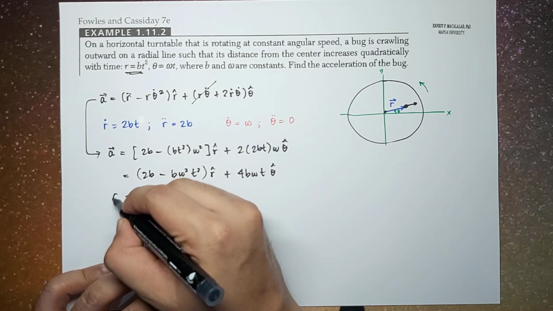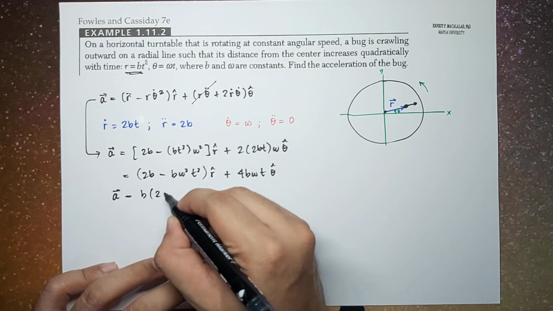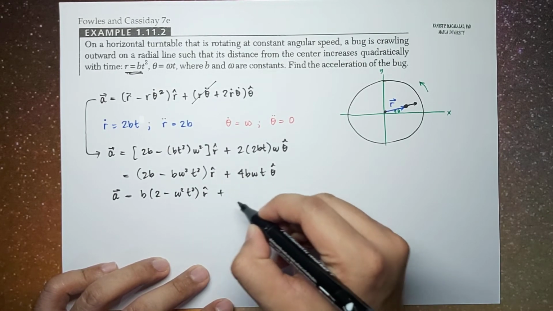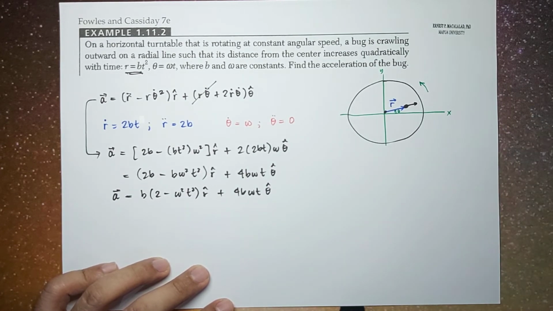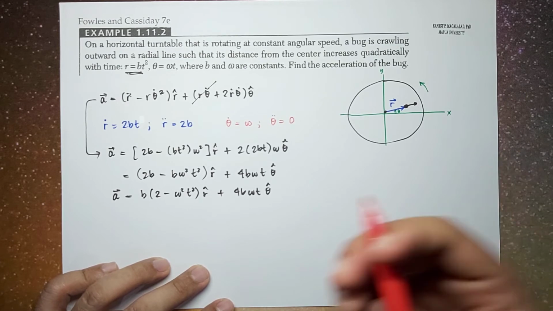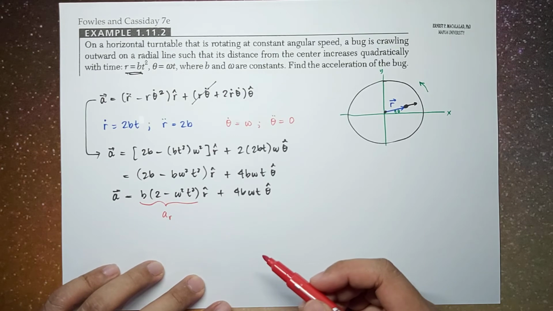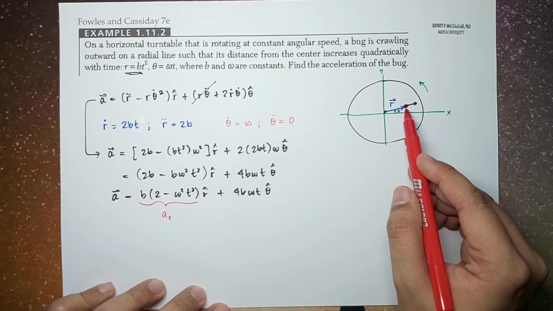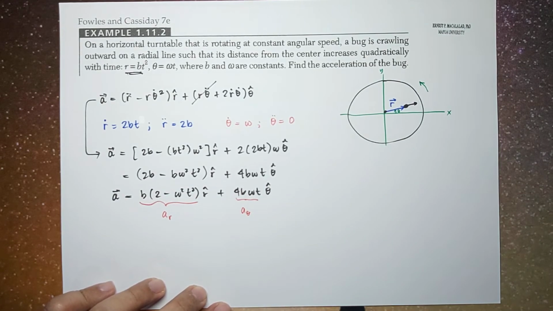Or simply, you can factor out b. So this is b(2 minus omega squared t squared) r hat plus 4b omega t theta hat. From here, we can set that this will be the radial acceleration of your bug, and this will be the transverse component of your acceleration.